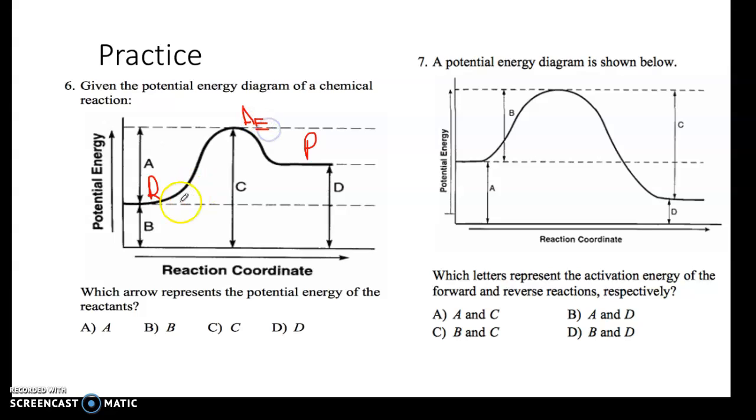Now, it says it only wants the arrow that represents the potential energy of the reactants. So it only wants the arrow on our reactant side. So we have B and A. C and D are not important. But A is giving us the reactants and the activation energy. We don't want that. So our answer is going to be B.